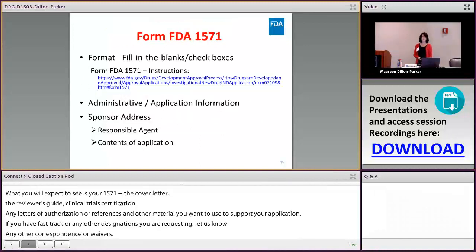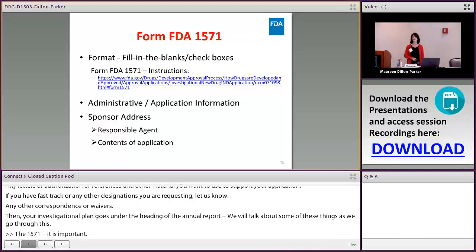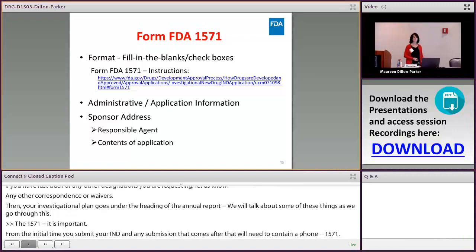So the 1571 is really important. From the initial time that you submit your IND, and then every submission that comes into the agency after that will need to contain a 1571. It's basically a fill-in-the-blank type of form. It has check boxes on there. It provides the contents of what you're submitting. You check the boxes to tell us what's in your submission.